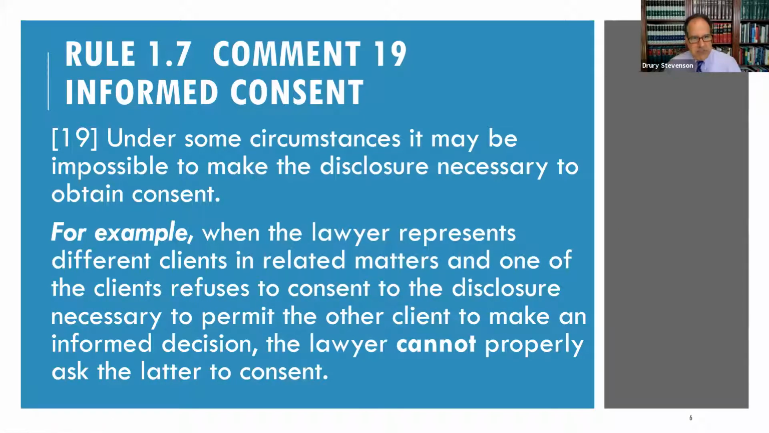Under some circumstances, it may be impossible to make the disclosure necessary to obtain consent. This is very important. For example, when the lawyer represents different clients in related matters, and one of the clients refuses to consent to the disclosure necessary to permit the other client to make an informed decision, the lawyer cannot properly ask the latter to consent. So here we're talking about what in a previous lecture I called type 1 conflict.